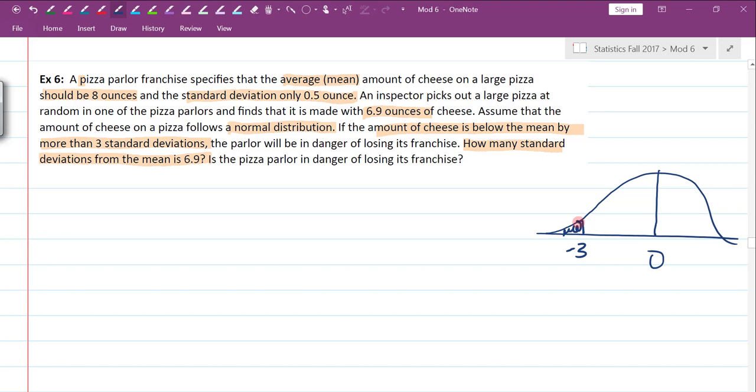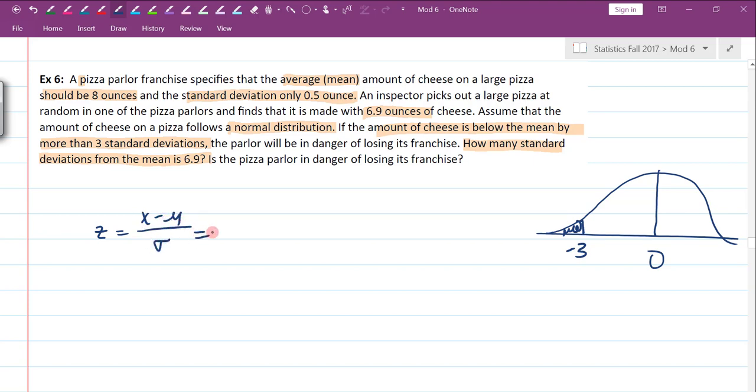As long as my z-score is above a -3, I'm good. I don't have to worry about losing my franchise, okay? So let's go ahead and standardize. So z is equal to x minus mu divided by sigma.